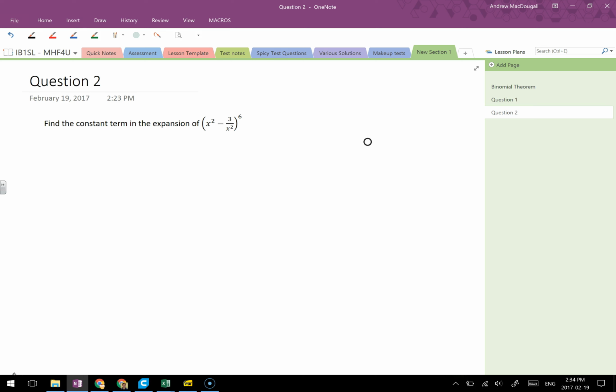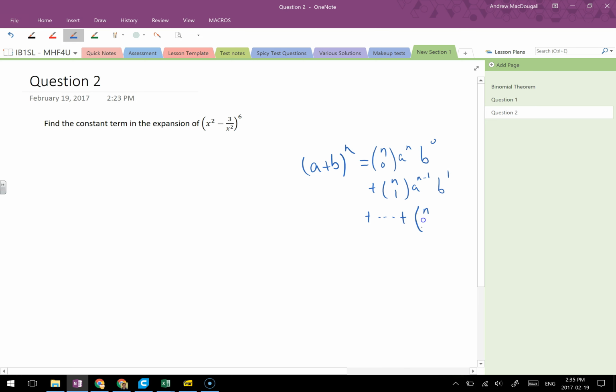And why is that? Well, remember, if we have some expansion, a plus b to the power n, each term looks like n choose 0, a to the n, b to the 0, plus n choose 1, a to the n minus 1, b to the 1. And remember, each generic term in the middle is n choose k, a to the n minus k, b to the k, and then we keep that going.